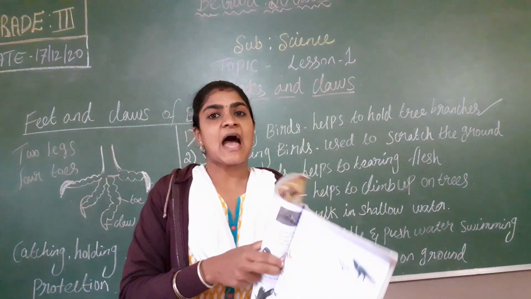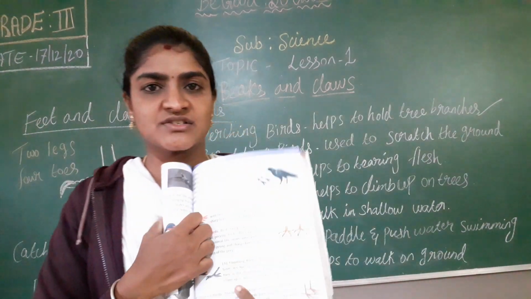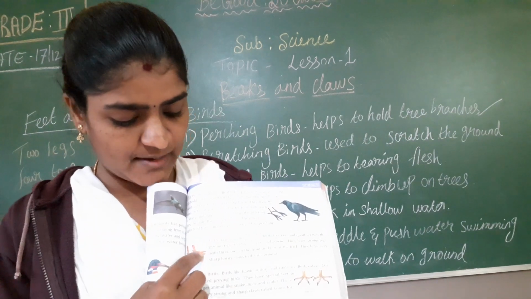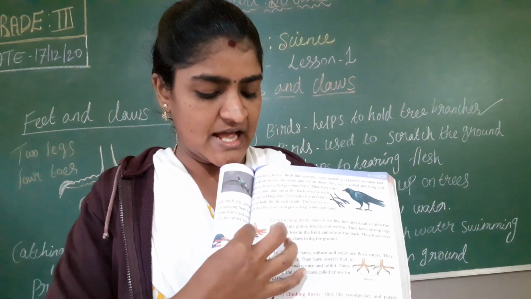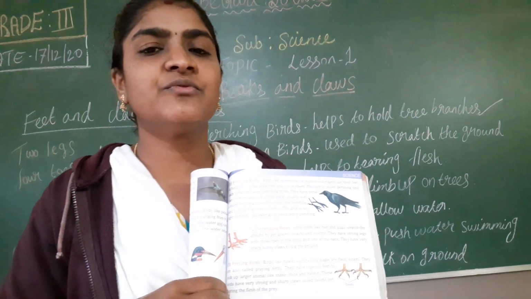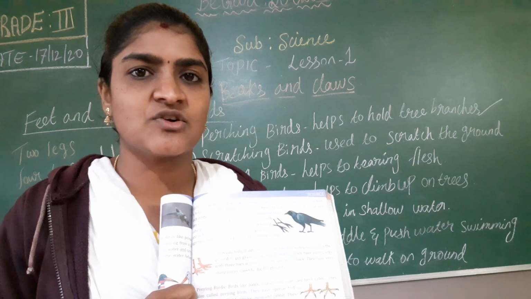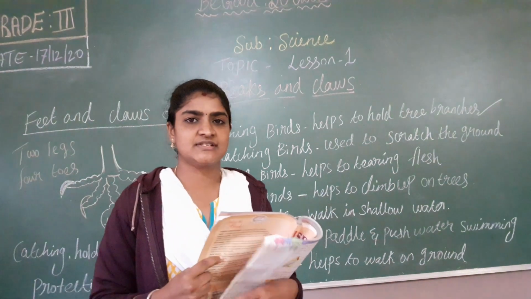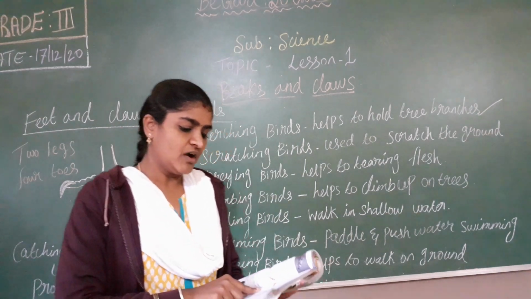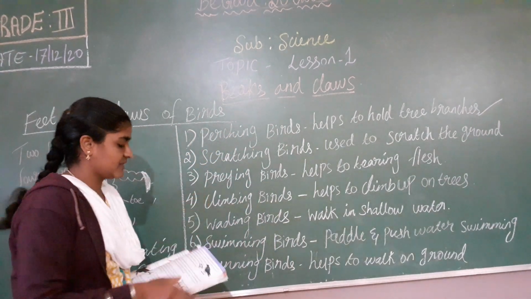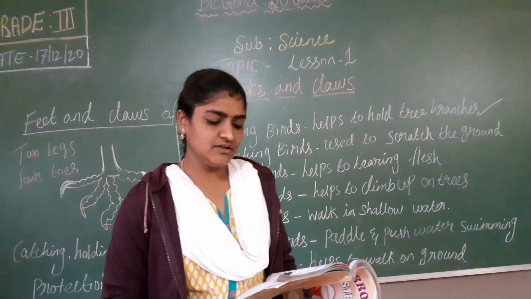For example, have you seen the hen? It will search for food in the ground. With the help of these toes, it will dig the ground, or scratch the ground. Then it will find any grains, insects and worms present on the ground, and take those as food. Here we have given the example of hen and quail.